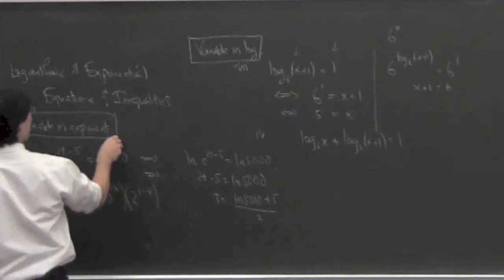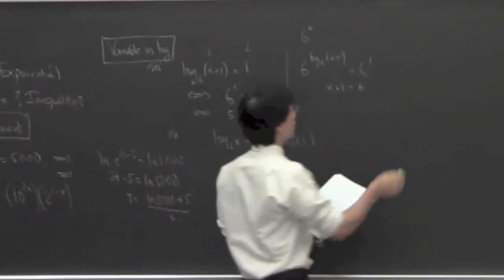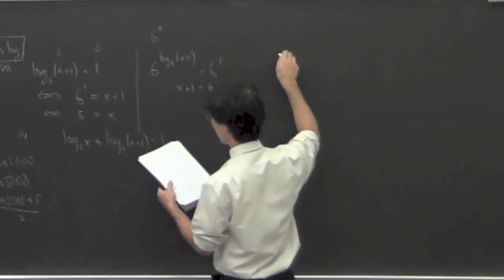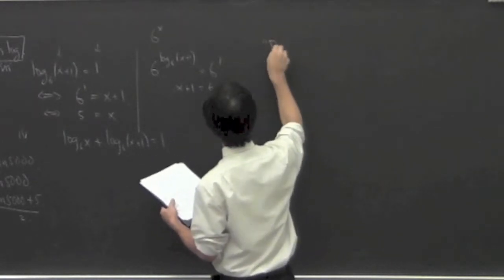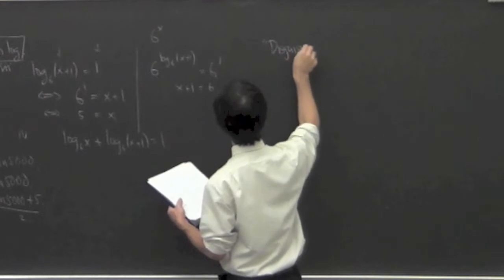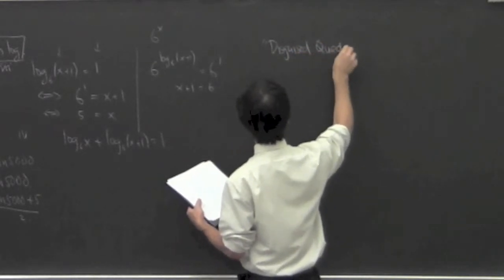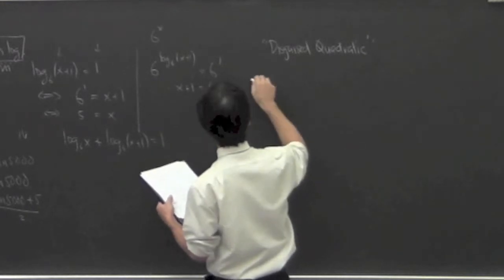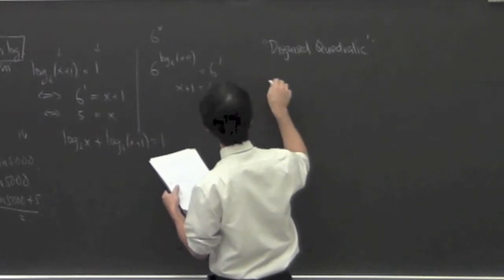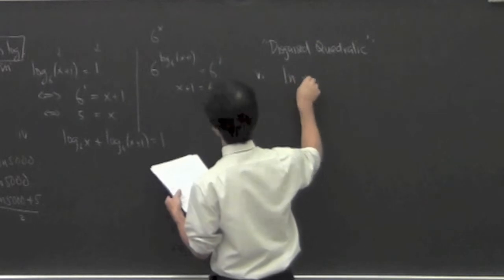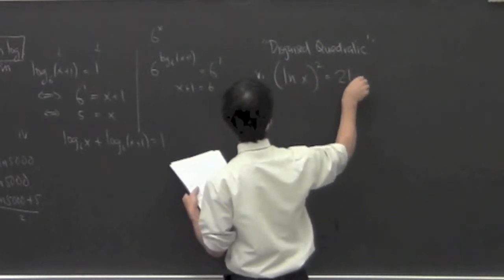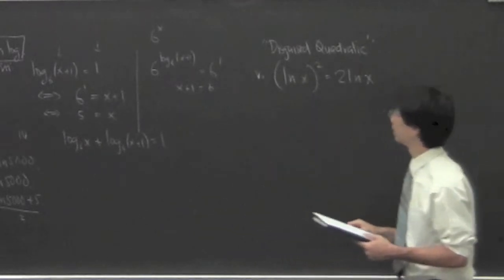There's a variable in the log. There's another one. You can call it a disguised quadratic. So you can have something like this: natural log of x quantity squared is equal to 2 natural log of x.